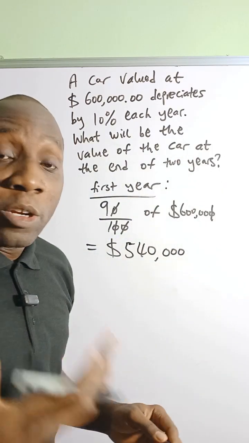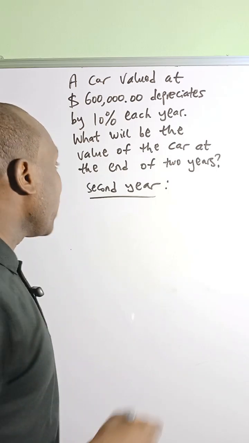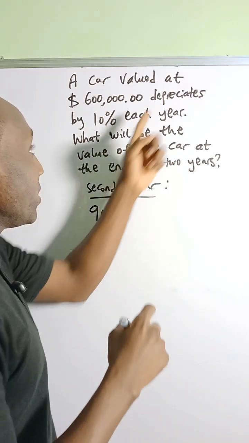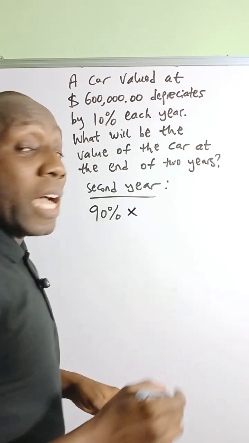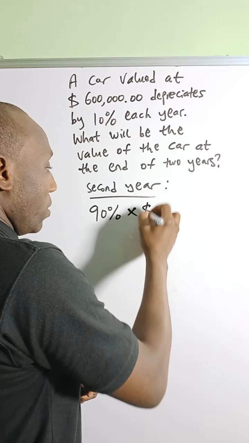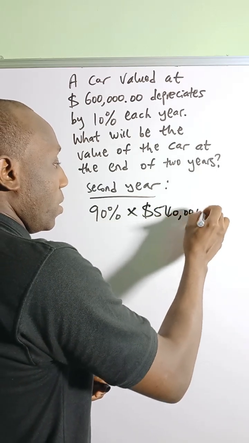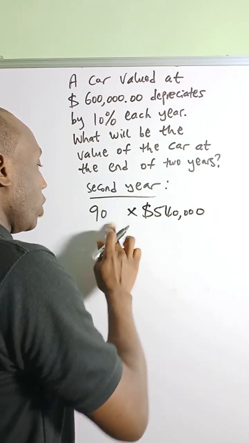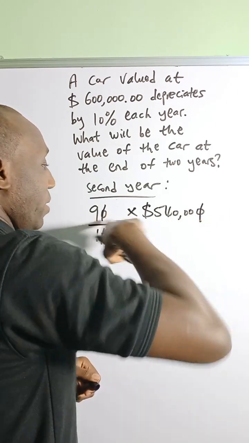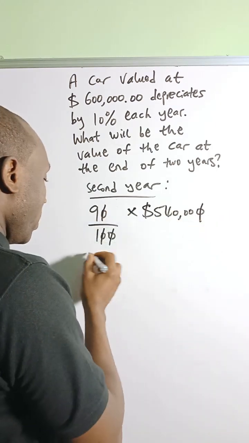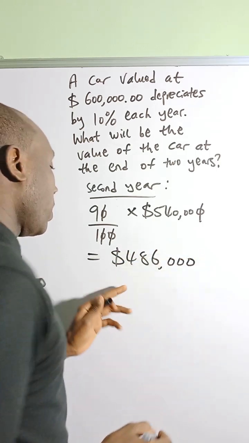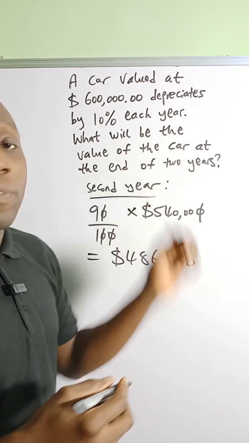Let's go get the value after the second year. For the second year, it's still going to be 90% because there was also a 10% depreciation. Times, how much was it after the first year? $540,000. And then 90%, that's 90 over 100. Again, when you simplify this, 9 times 54,000 will give you $486,000. So this is the value of the car at the end of 2 years.